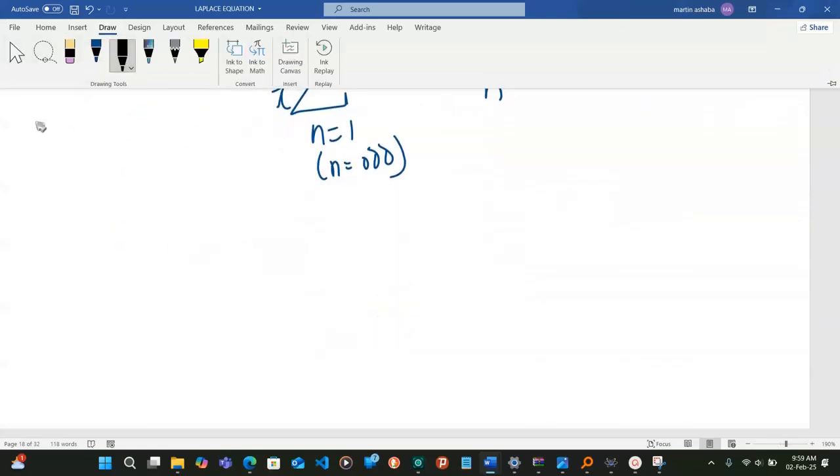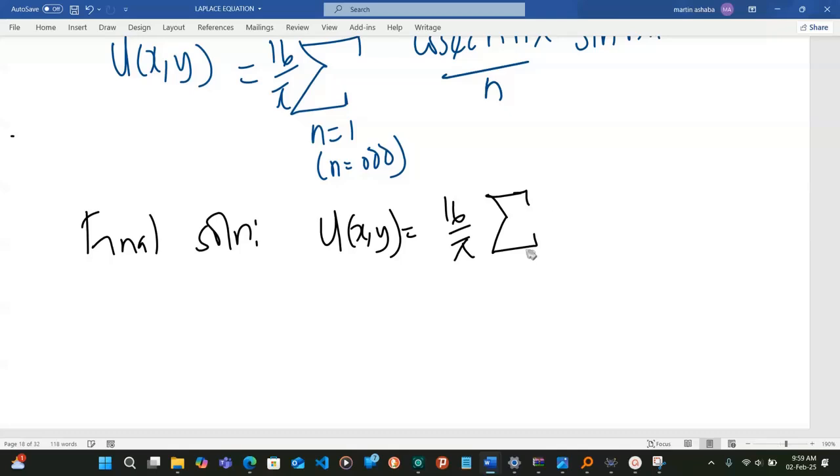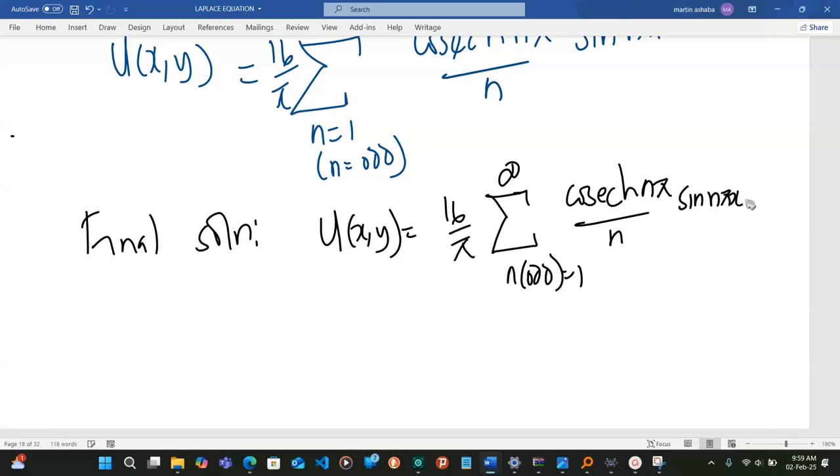So finally, the final solution becomes u of x y equivalent to 16 out of pi, the summation for n being odd, for n as odd numbers ranging from 1 up to infinity, of 1 over n, times sine n pi x and hyperbolic sine n pi y, divided by hyperbolic sine n pi. So this is our final solution.